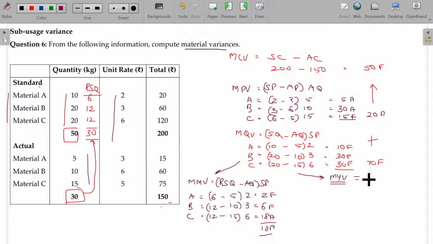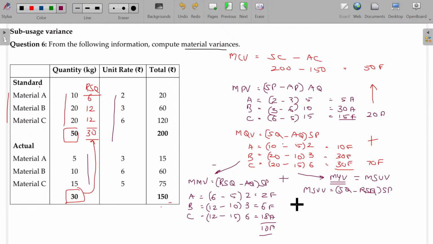We don't have the material yield variance, then material sub-usage variance could be equated with that in the absence of material yield variance. Here the formula being material sub-usage variance is equal to SQ minus RSQ. How can you remember easily this formula? Very simple. If you add up these two, you will get this value. Otherwise, from here you have to subtract this one. So where AQ gets cancelled.